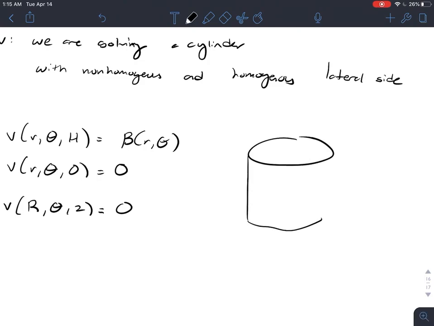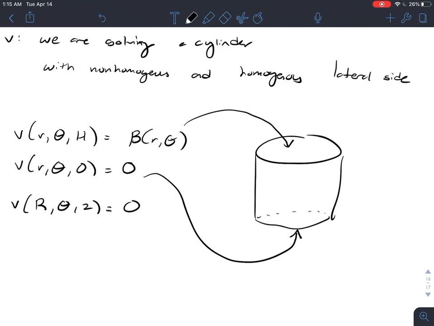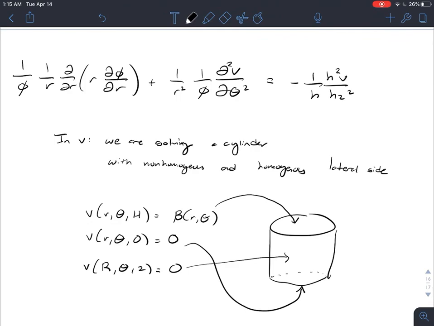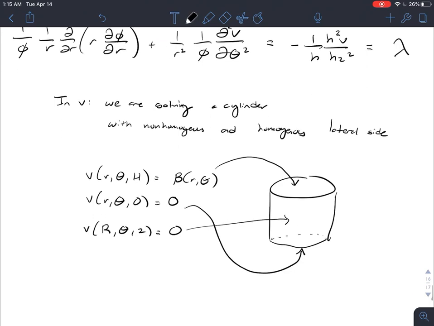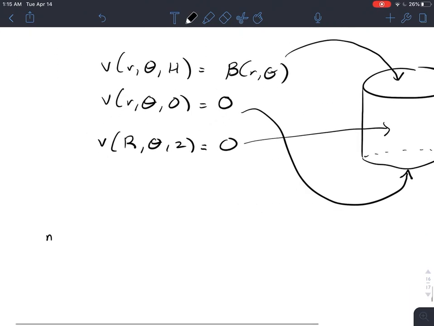So let's quickly translate what I just said to the cylinder, which is literally the one I drew above. This boundary condition right here correlates to the top. This boundary condition right here correlates to the bottom, and this boundary condition correlates to the lateral side of the cylinder. So in starting this problem, we're going to choose the separation constant to actually be positive now. And the reason for this is because we have non-homogeneous boundary conditions in the z direction.